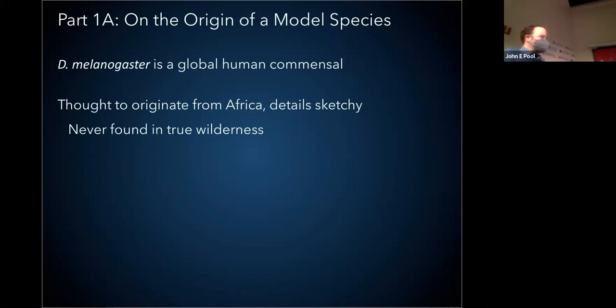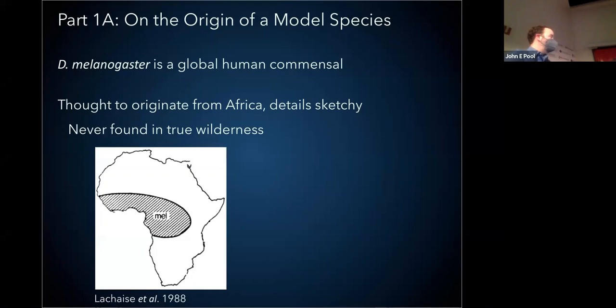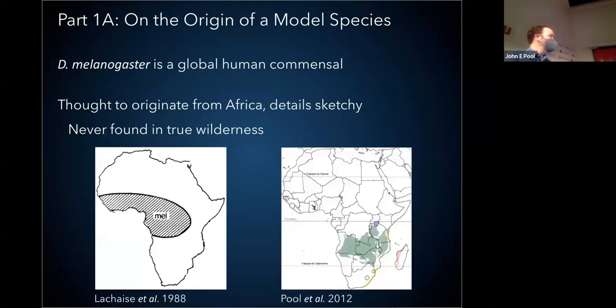About the only thing that people had figured out was that it was very likely to have originated from Africa. All of the closely related species were either from the African mainland or from nearby islands. But it was a little hard to figure out where Drosophila melanogaster might have come from within Africa, in part because nobody had ever found it in a convincingly wild environment. So early on, there were ideas it may have come from Western or Central Africa.